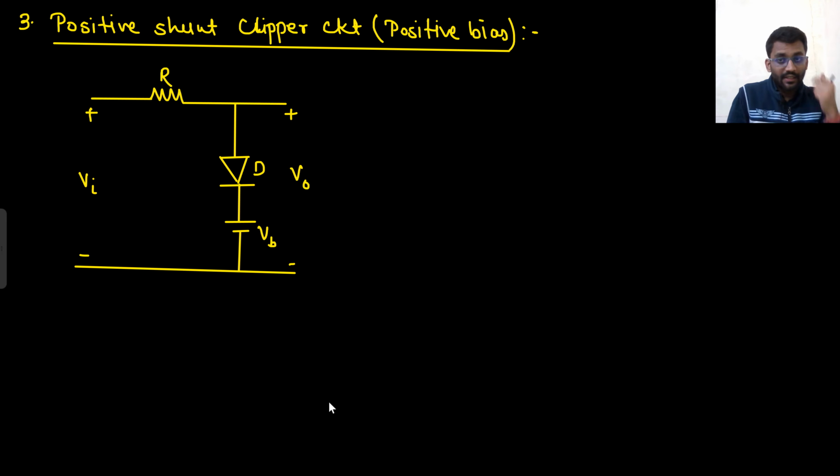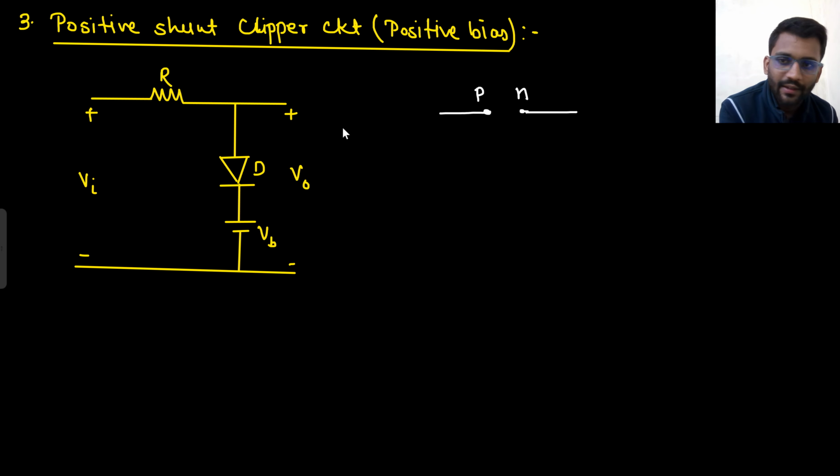So here we will see a positive shunt clipper circuit, but with a positive bias. So there a positive bias is given. Again apply the open circuit test. Now tell me, this will be our P, this will be our N. At P you are having V in. Resistance will have 0 voltage drop because you are applying the open circuit test. That means you are assuming the diode to be off, right?